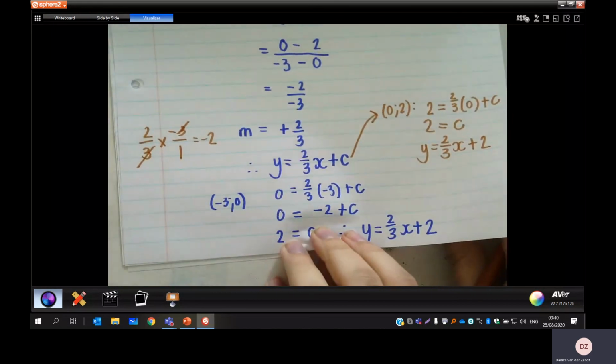Can I shift over the page? Oh, where'd it go? Where'd it go? There we go.